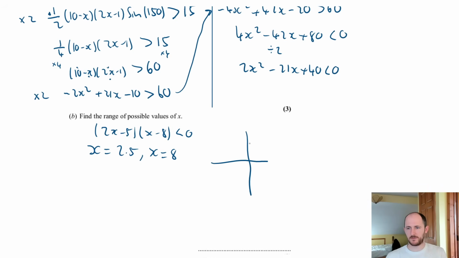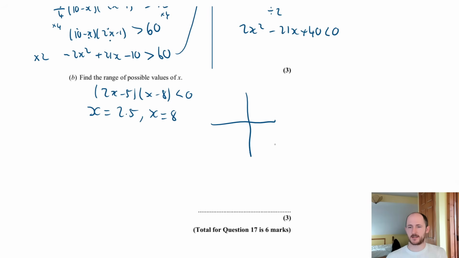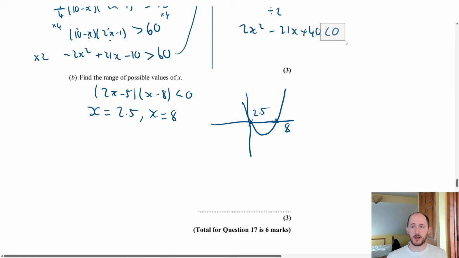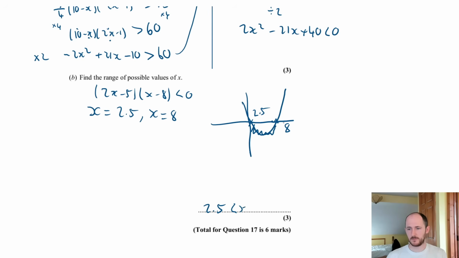Because don't forget, this here is an inequality. So if I sketch this out, we have 2.5 over here, we have 8 over here. We want the values where it's below 0. So in other words, it needs to be below the x-axis, which is the values in between 2.5 and 8. Just like that.